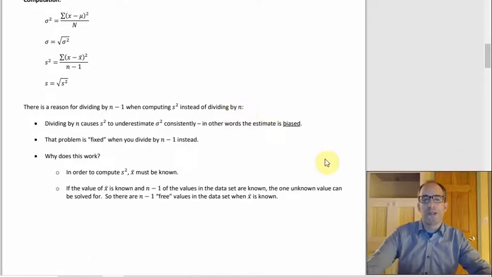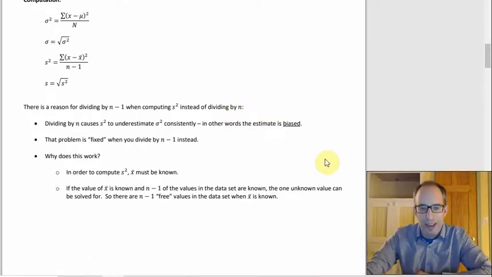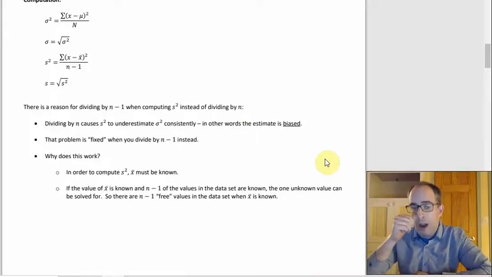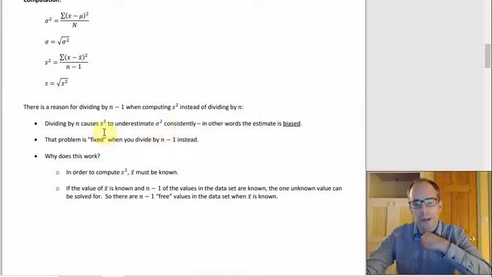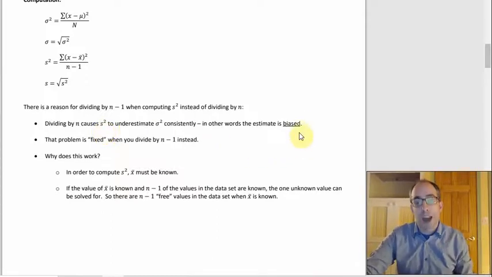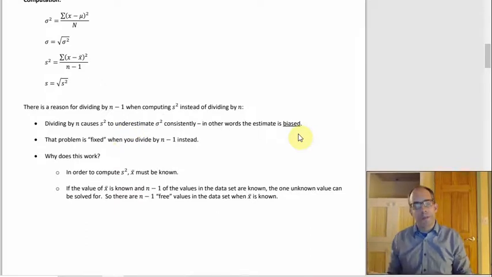There is a reason for doing that. What happens is if you divide by little n instead of little n minus 1, s squared will consistently underestimate sigma squared. So the sample variance will always be too small, in other words. And that's a biased measurement. If it's always wrong in the same direction, that's biased, right? Like when we talked about sampling methods that would give you biased results.